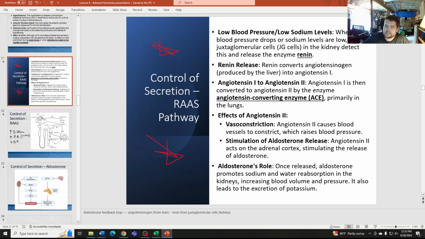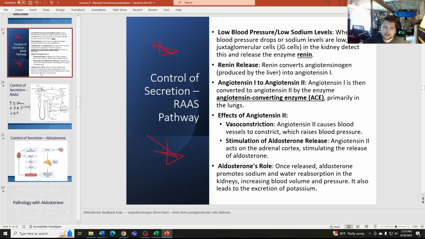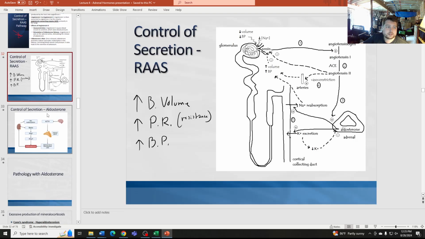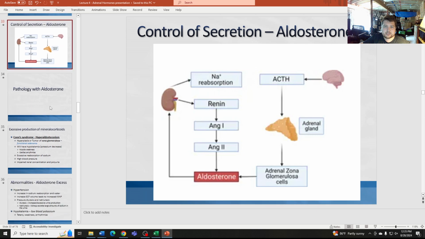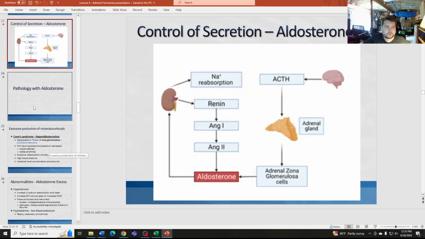It starts in the kidneys, goes through with the angiotensin produced by the liver, then it goes to the lungs, and then to the vessels and to the adrenal gland, and then finally comes full circle back, acting again on the kidneys. Here's just in picture form both of those systems, really simple, really broken down.